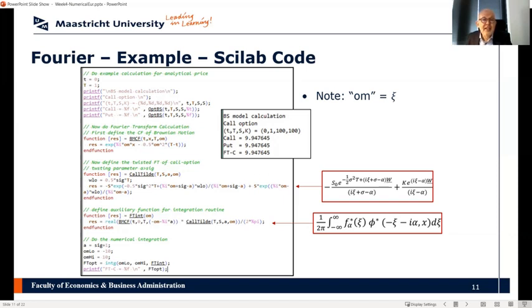And the answer is, you see this here is the output. I'm computing an at the money call option for a 1-year option with a current stock price of 100 and a strike price of 100. And then the Black-Scholes option formula gives me 9.946745. And the put option, because this is at the money, is exactly the same value. And the numerical integration answer, that's the FTC, gives me also exactly the same answer, 9.947645.